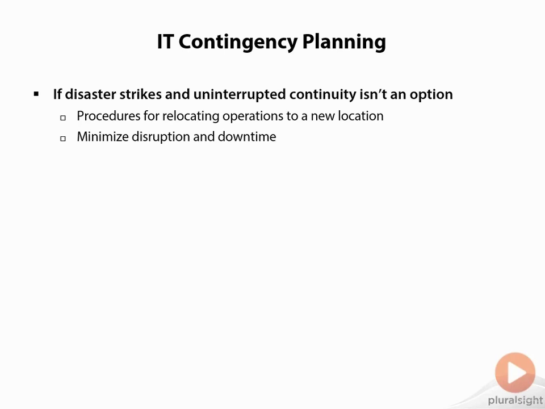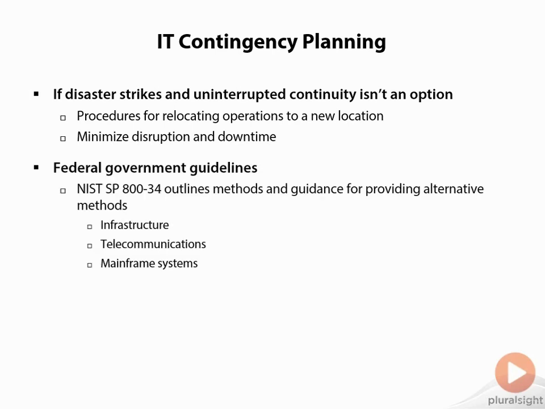So if that disaster strikes and that uninterrupted continuity is not an option, then we have to have a contingency plan, or a plan B. All right. So procedures for relocating operations to a new location is an example. Minimizing disruption and downtime is obviously always our main mandate.